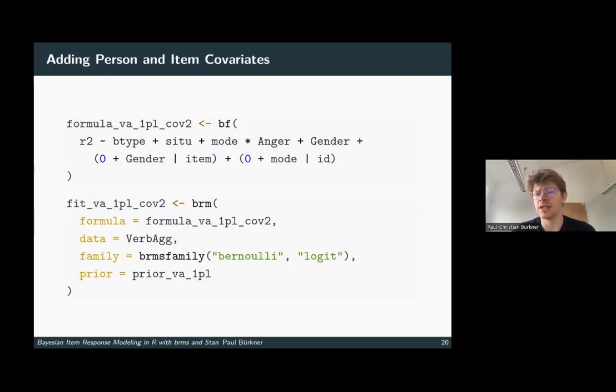Or we could say that people are differing in how they react to the different mode, that is want or actually do showing the verbal aggressive behavior. And we can, for example, do that like that. So 0 plus gender would mean we would have one item parameter, and we would have 2 item parameters per item, one for assigned male and one for self-assigned female, and for mode, do or actually want or actually do show the verbal aggressive behavior across persons. And again, we can run that model.